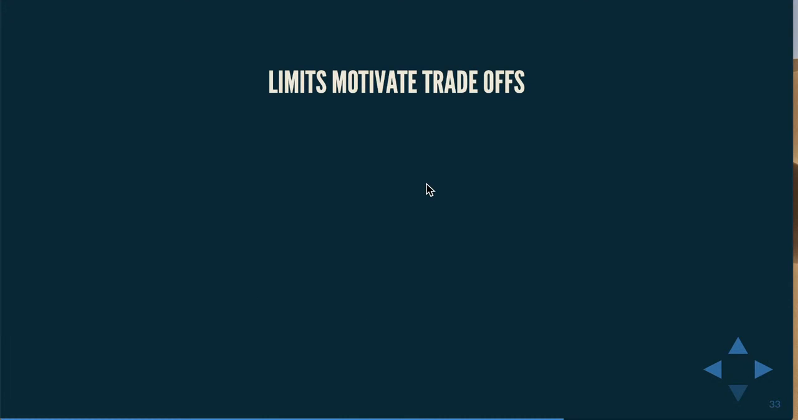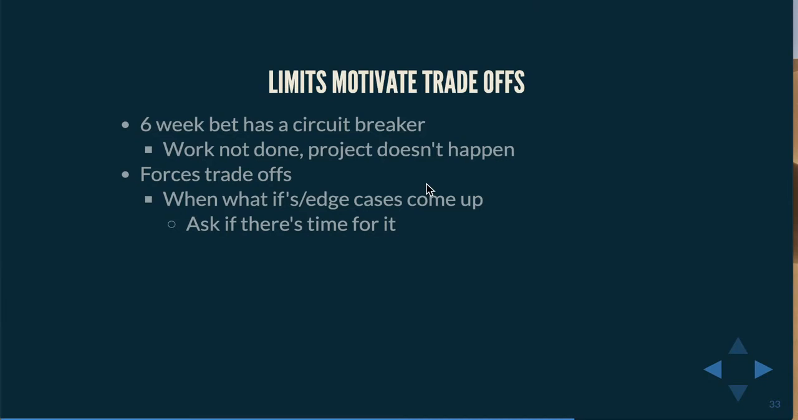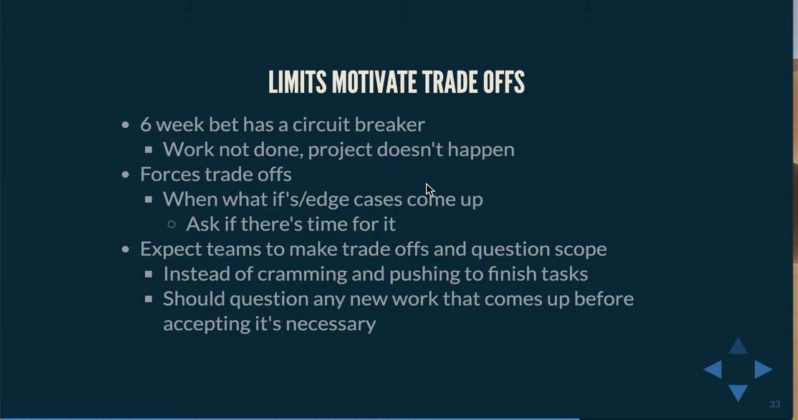So you want limits so that you can have trade-offs. Right? They have a 6-week bet, and they have that circuit breaker that we still have a hard time coming to terms with. Whereas if the work isn't done, then the project doesn't happen. So if they must ship in 6 weeks, then we're forced to make trade-offs. So as you discover what-ifs and edge cases in, I forgot what they call it, the 6-week bet, you have to ask if there's time for it.